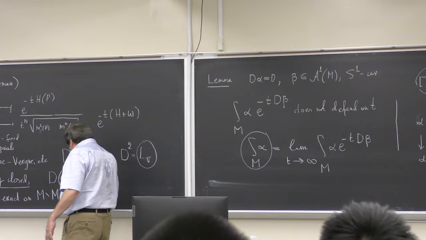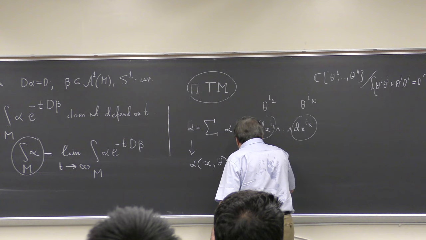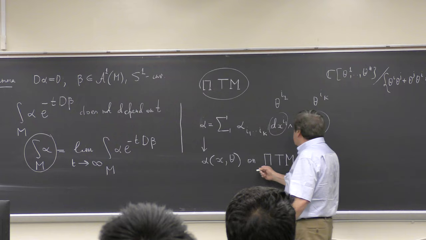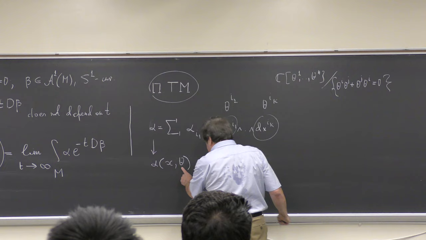And so then what do we think? We think of a differential form as a function on the tangent bundle with reversed parity in the fibers. Theta are local coordinates in the fibers with reversed parity, and x are local coordinates on the manifold.